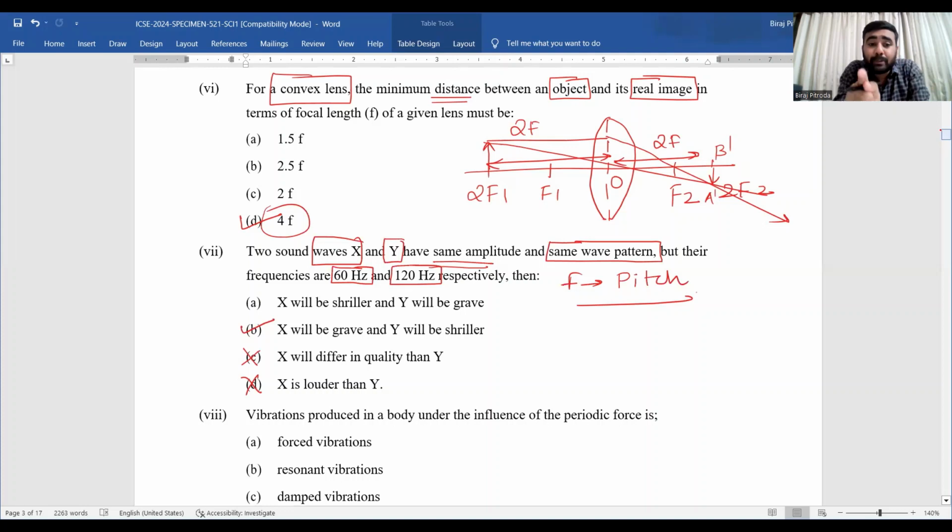You know why? Because yes, X has a frequency of 60 hertz. That means its frequency is less, so it is going to be a grave sound. Y has a frequency of 120 hertz, so it is going to be shriller. The more the frequency, the higher the pitch we have. And high pitch sound waves, we call them shrill sound. Make sense? Okay. Let's take the eighth one.